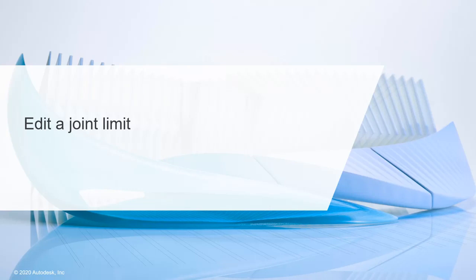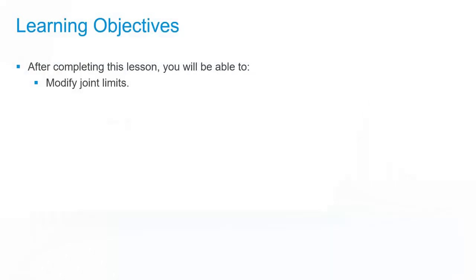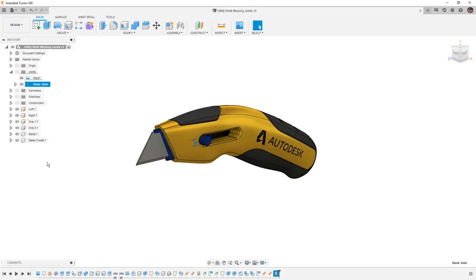In this lesson, we're going to edit a joint limit. After completing this lesson, you'll be able to modify joint limits. In Fusion 360, we're going to carry on with our utility knife missing joints design.